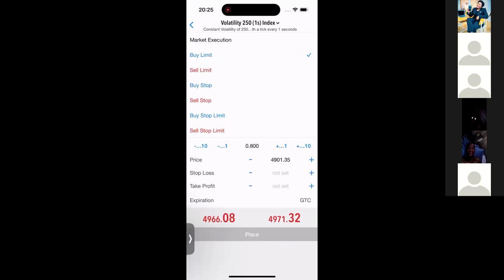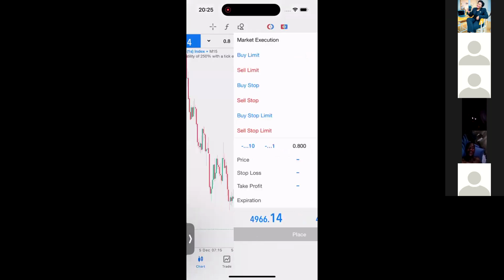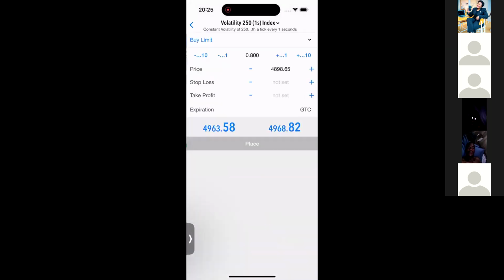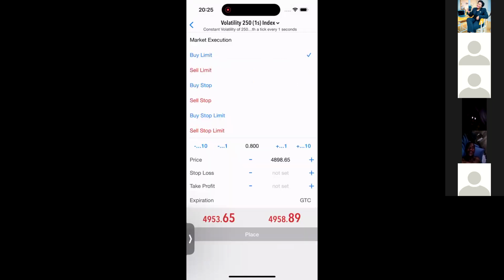The moment I click on this icon, trade, can you see this, the first option here, buy limit? The arrow, when I click on it, it will bring the available options for me. I should pick the one I want to use. Now, this buy stop limit, sell stop limit, we will not be using them. So we're just going to be using buy limit, sell limit, buy stop, sell stop. Now, in this particular signal, we are giving what? Sell limit. So we click on sell limit.